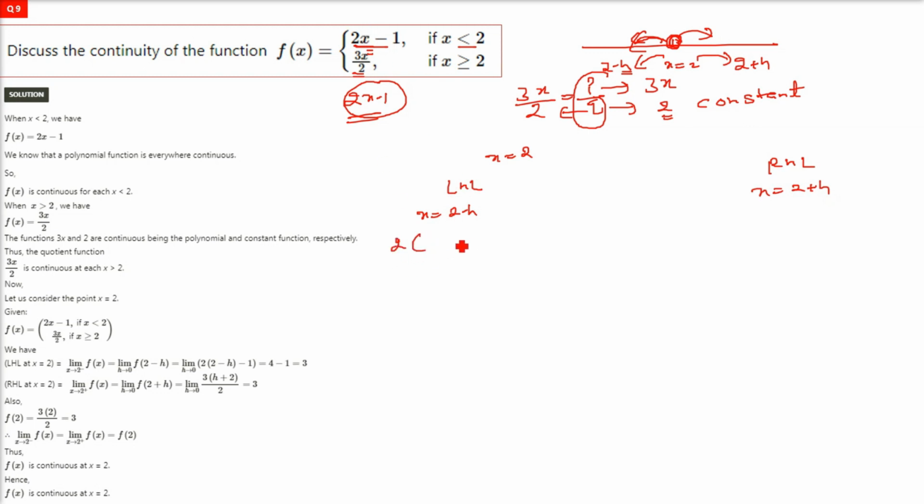So the first function is 2x minus 1. x is 2 minus h, we'll put it here. So it will be 2 into 2, 4 minus 2h minus 1. Apply the limit, h tends to 0. So it will be 4 minus 1, that is 3.